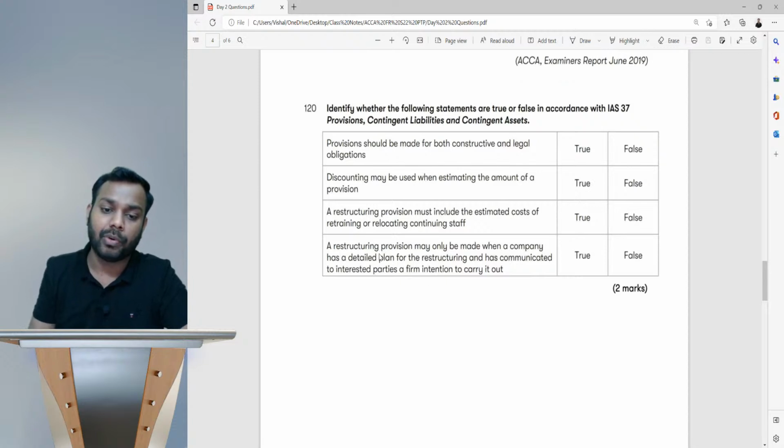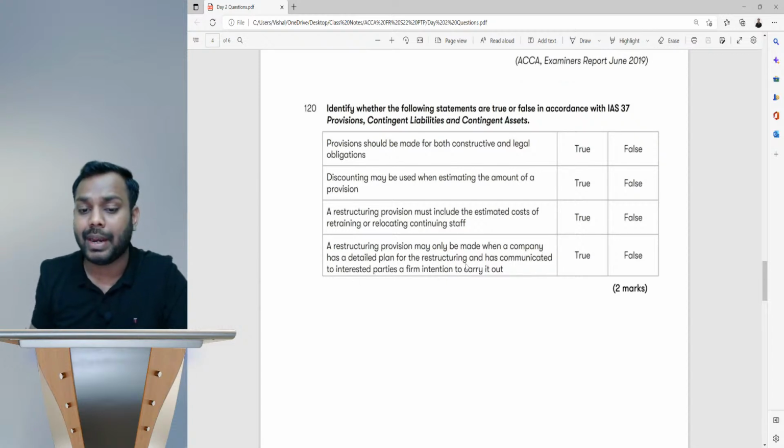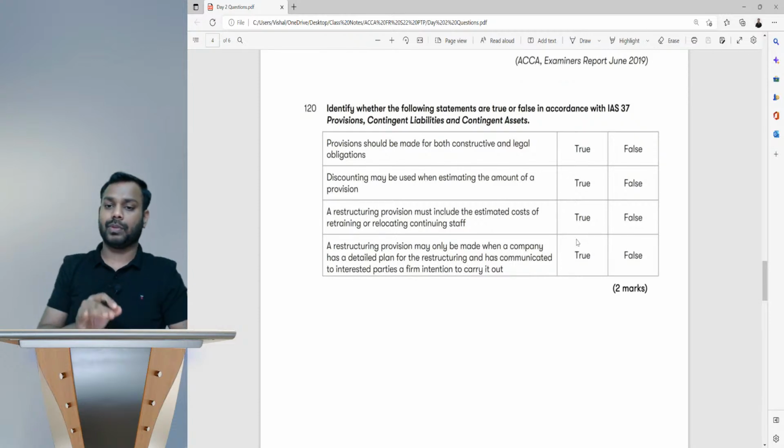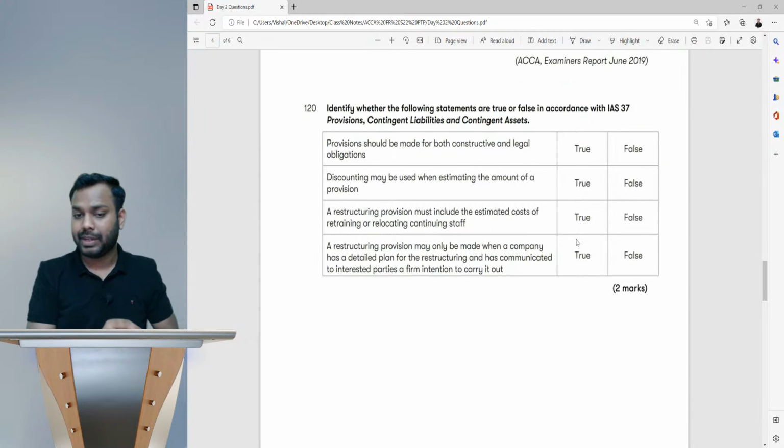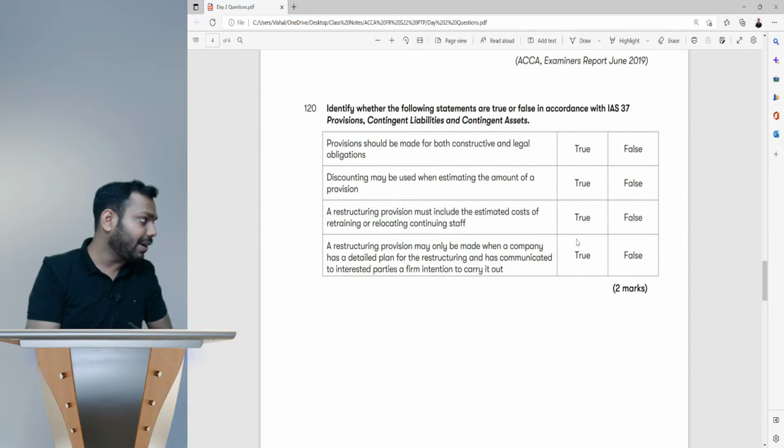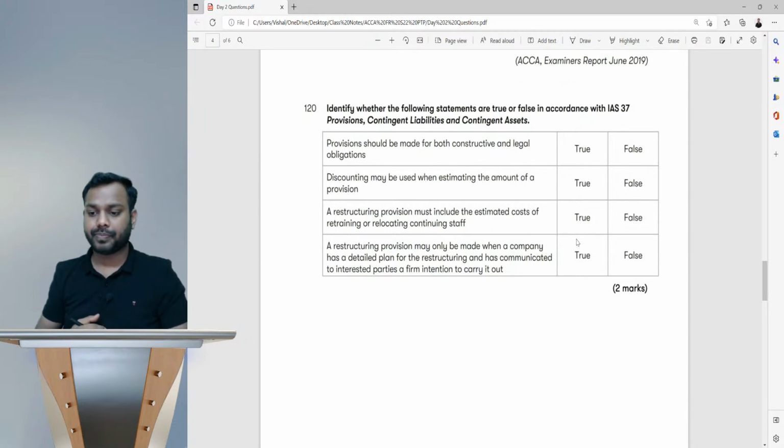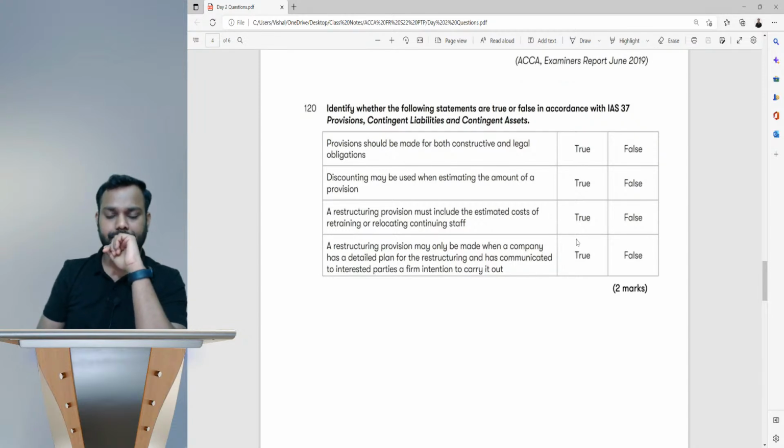Now, a restructuring provision may only be made when a company has a detailed plan for the restructuring and has communicated to interested parties a firm intention to carry it out. So answer to that is true. Tell me guys, is that clear to everyone?